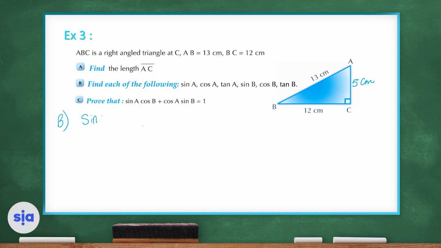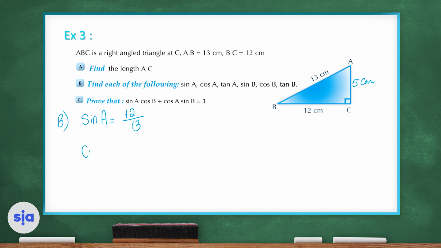The question wants us to find sine A. So you go to angle A. Where is the opposite to angle A? Yes, right, the opposite is 12. And where is the hypotenuse? It's 13. So sine A is opposite over hypotenuse, which is 12 over 13.